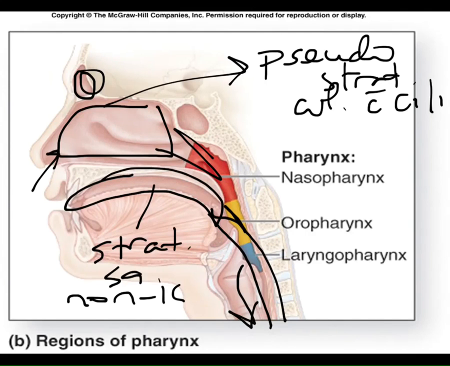Okay, and that makes sense, doesn't it? So the stratified, as you're eating, you're sloughing off layers of cells. So just think about it. Wherever food would normally be found, oral cavity down the esophagus, that's going to be stratified squamous non-keratinized. Wherever you would normally only have air, nasal passages and larynx, and down into the trachea, that's going to be pseudostratified columnar.